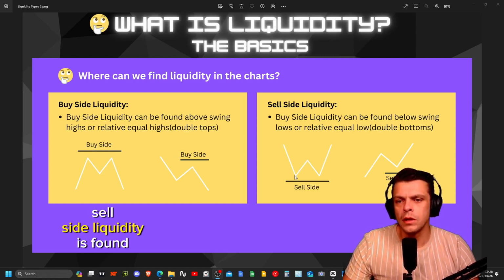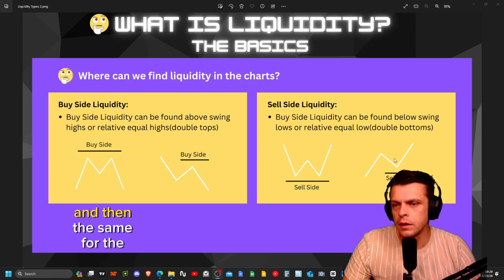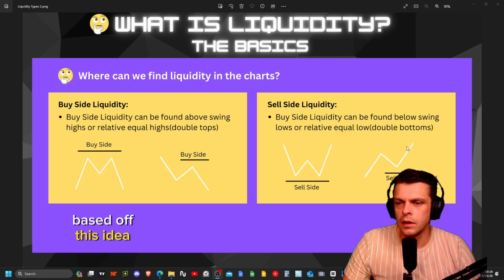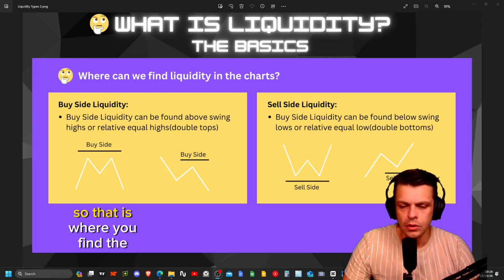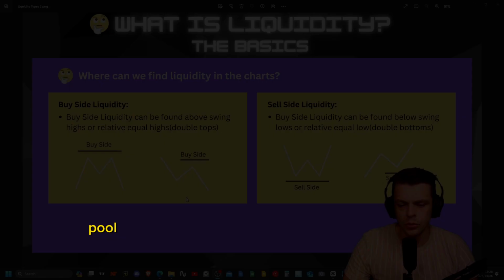Sell side liquidity is found below relative equal lows or double bottom. If someone goes long based off this double bottom idea, it is very likely that the stop loss for that position will be placed below these lows, so somewhere in this area. And then the same for the swing low. If someone goes long based off this idea, it's very likely that the stop loss will be placed below this low. So that is where you find the sell side and buy side liquidity pools.